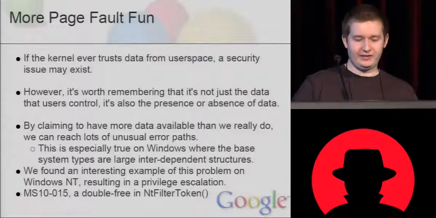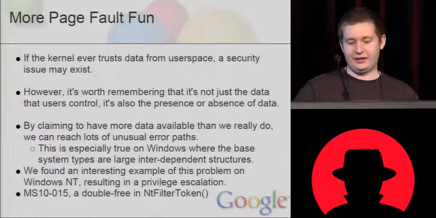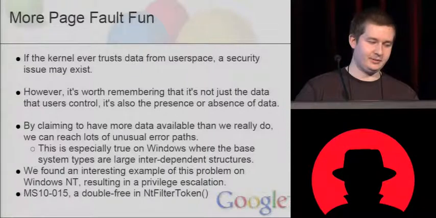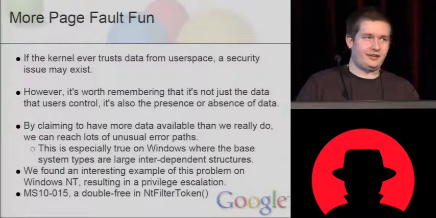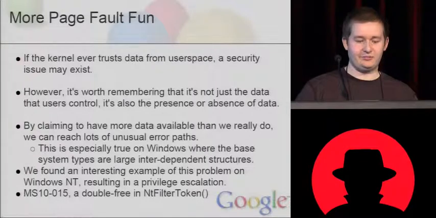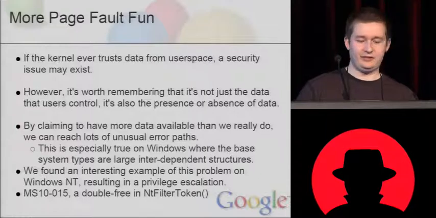And we found an example of this that could result in a privilege escalation on every version of Windows NT. The bug wasn't particularly exciting because you had to win a race condition to get code execution. So it wasn't particularly exciting for attackers simply because 9 times out of 10 you're going to get a bug check rather than code execution. But it was a legitimate issue, and it was a double free in NtFilterToken.